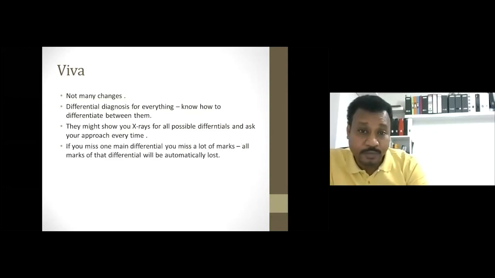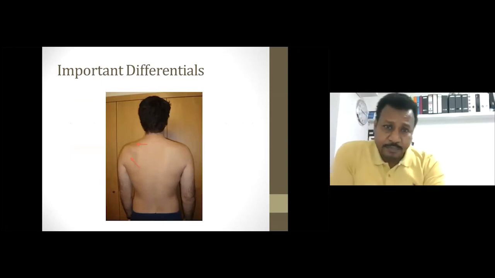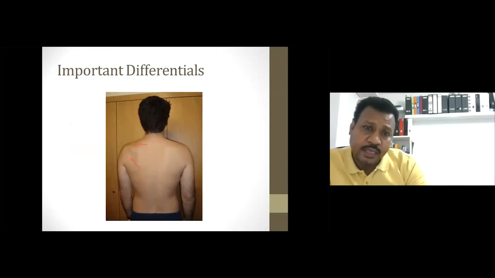If you miss one of the main differentials, you miss a lot of marks, and the marks for that differential will be automatically lost. I'll give you an example to explain this, because it is a very important point. It is in the VIVA, but I also noticed this in the clinicals. So you see that patient, and you would say, I can see there is left-sided wasting of the supraspinatus and infraspinatus, and I can see prominence of the spine of the scapula. That's a level 6 answer.